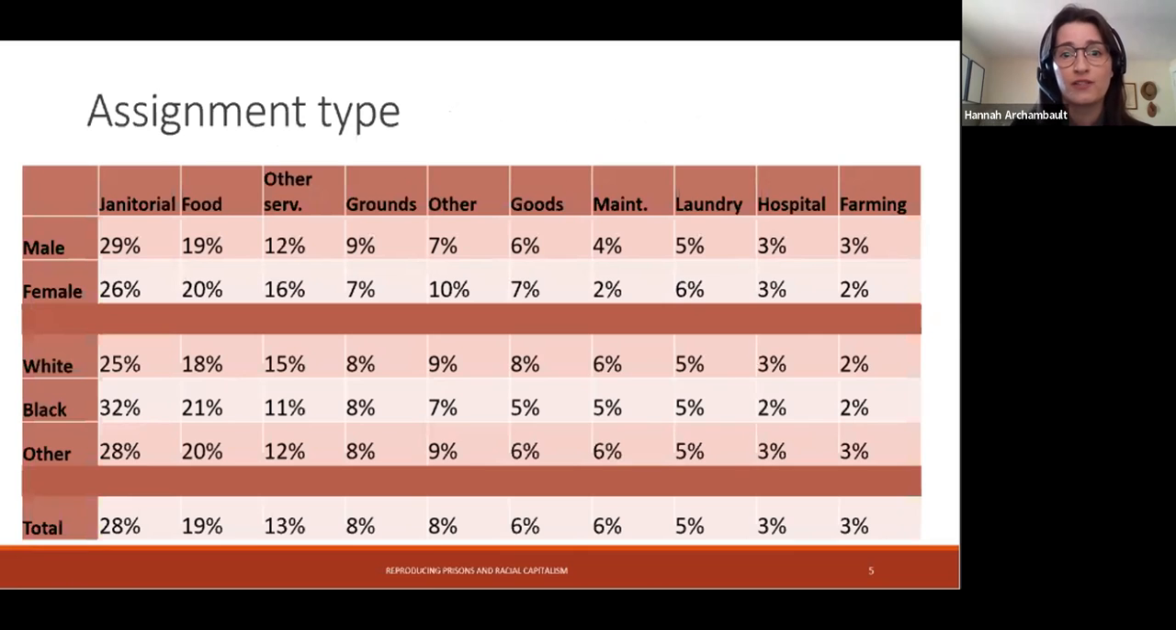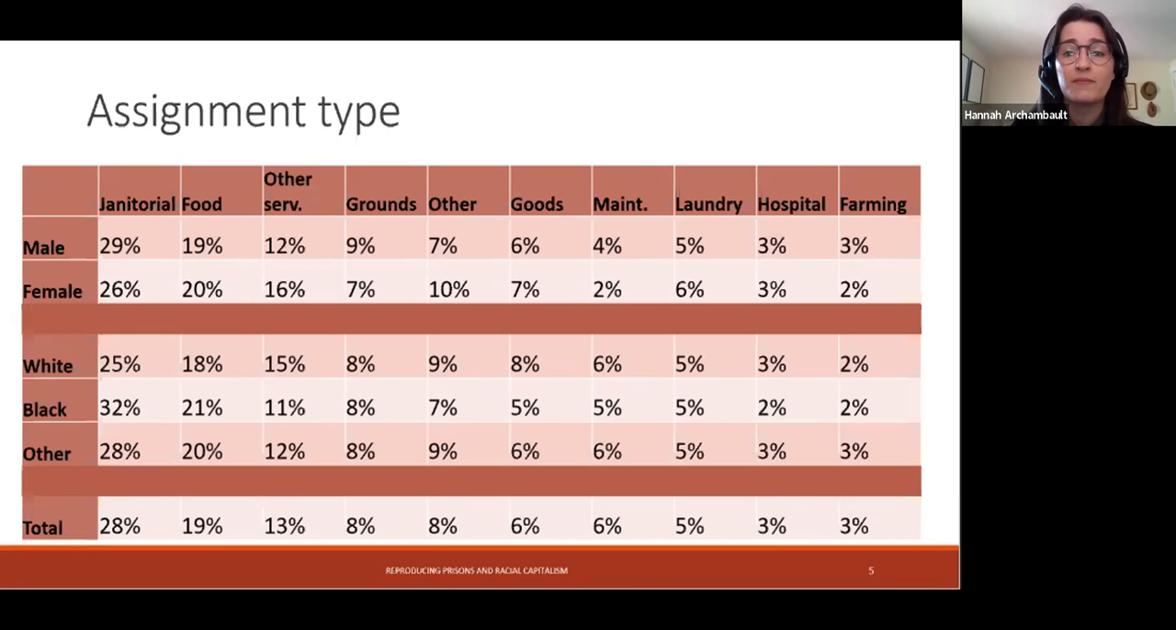So almost a third of incarcerated workers had janitorial assignments. The next most common was food and food preparation, followed by other services, which includes assignments like barbershop, commissary, office work, et cetera. Industry accounted for under 6% of the work assignments in my sample.